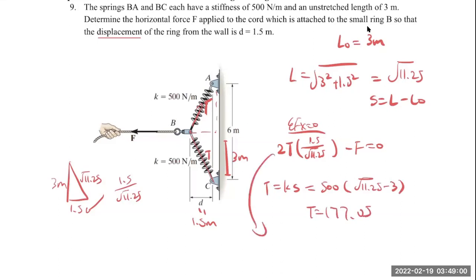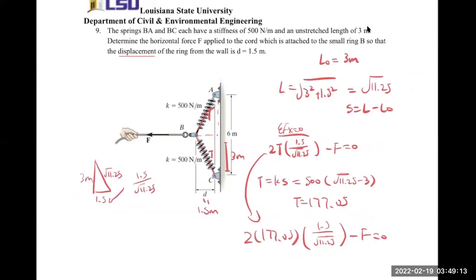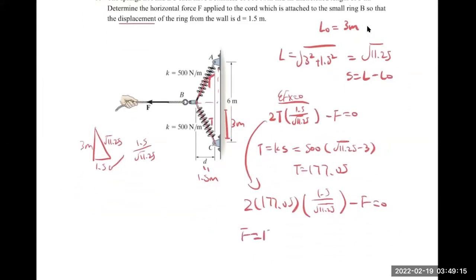Continuing from this, 2 multiplied by 177.05 multiplied by 1.5 over the square root of 11.25 minus F equals 0. Very simple. Solve for F. I get my F is equal to 158 newtons.